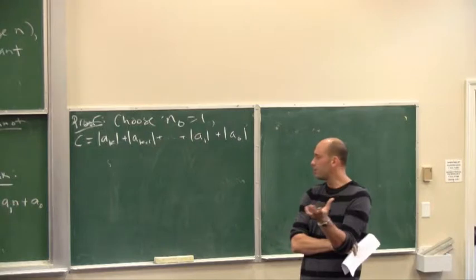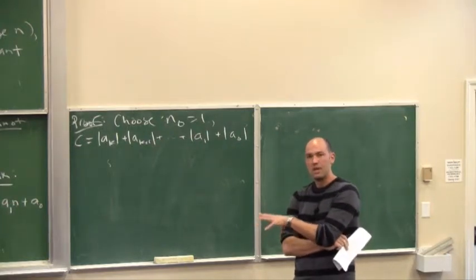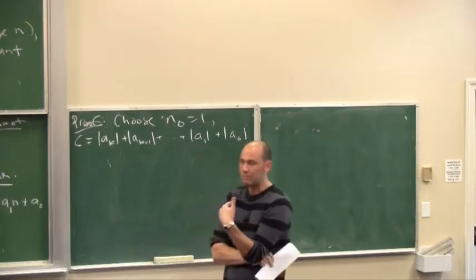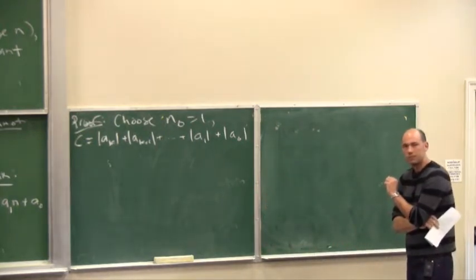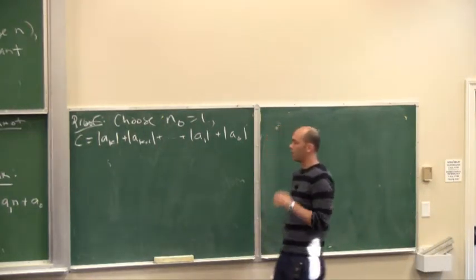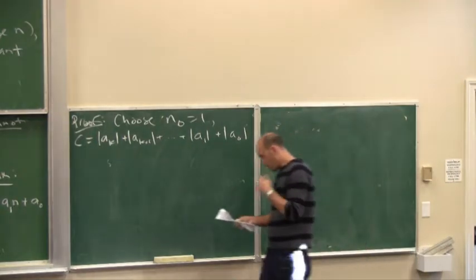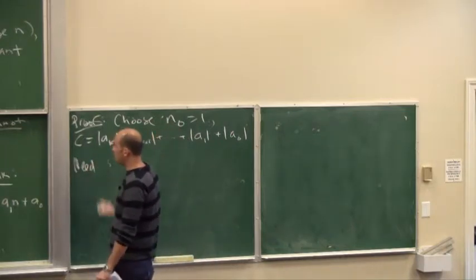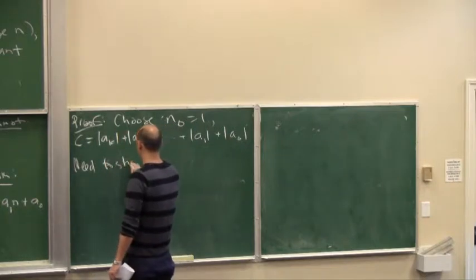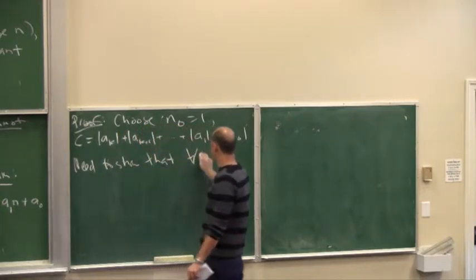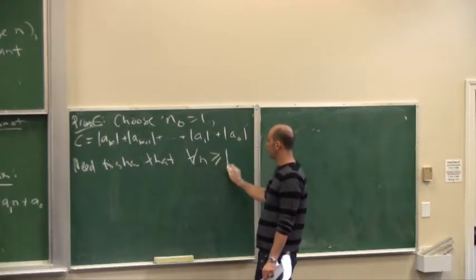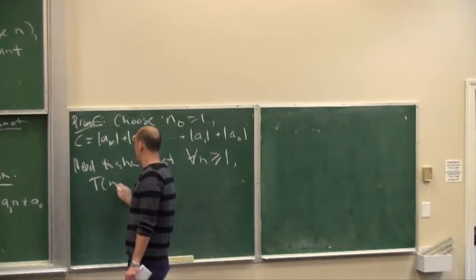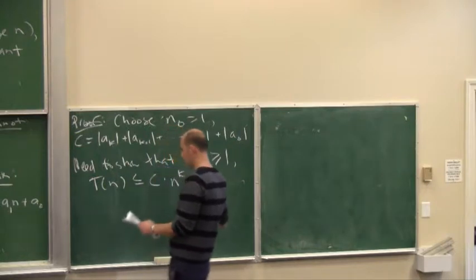So I encourage you, after class, to go back to these proofs and ask, how could I have, without knowing C and n naught, reverse engineered what they should be? Just to keep the lecture slick, I'm just going to tell you what the right answers are up front, and then we'll check if they work. So we need to show, what does it mean to show that T of n is big O of something else? We need to show that for all n at least n naught, and here n naught is 1, so for all n 1 or more, T of n is at most C times n to the k. That's the goal.